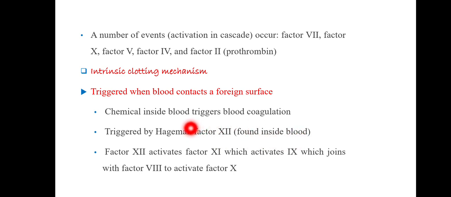So the question arises: what activates the intrinsic clotting mechanism? The intrinsic clotting mechanism is activated by factor 12, which is the Hageman factor. Then factor 12 activates factor 11. Follow this sequence. Then factor 11 activates factor 9, which joins with factor 8 to activate factor 10. Okay, it's simple. Factor 12 activates factor 11, which activates factor 9. Then factor 9 joins with factor 8 to activate factor 10.